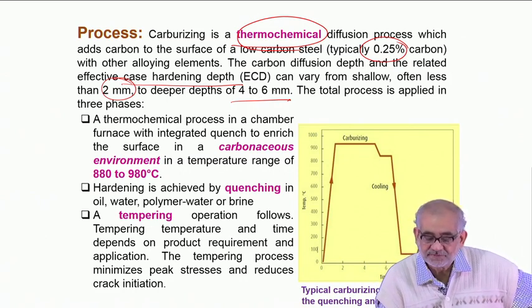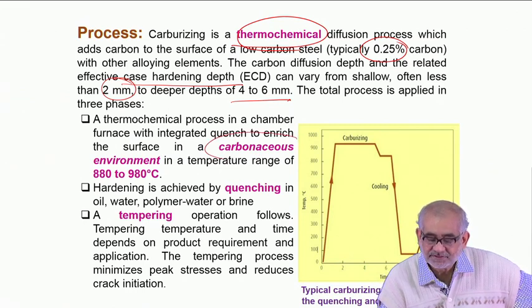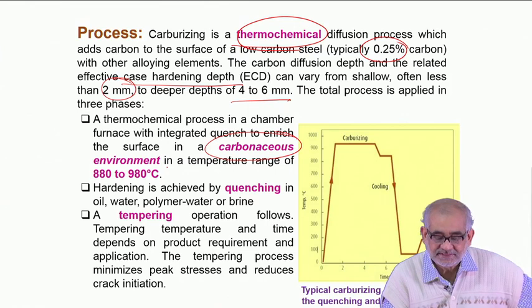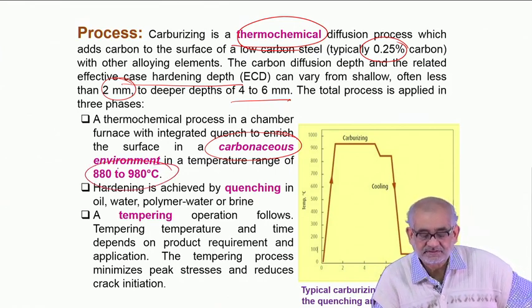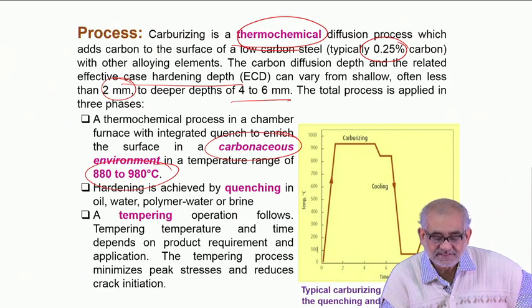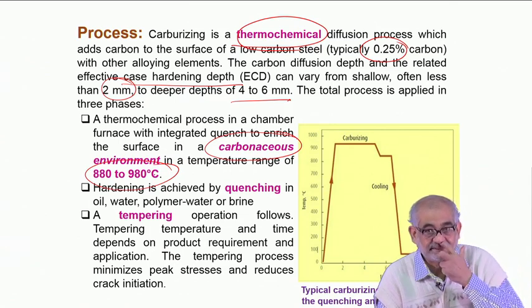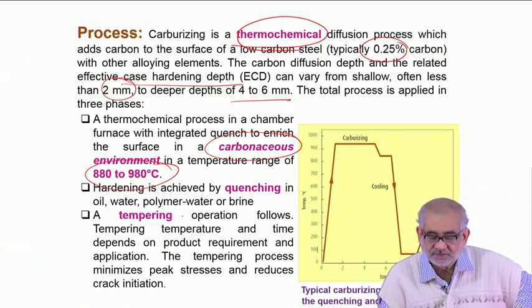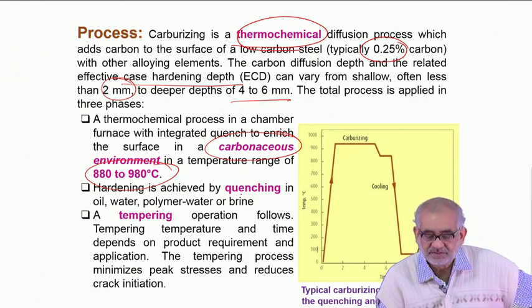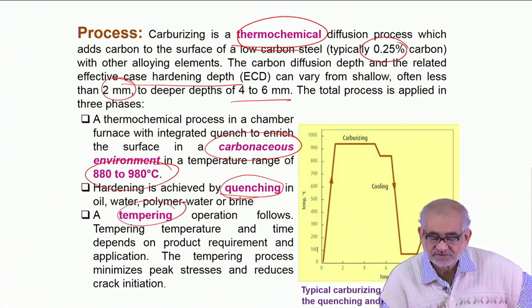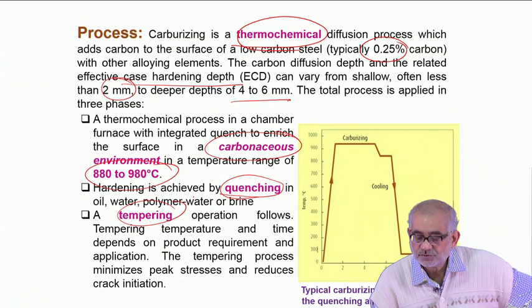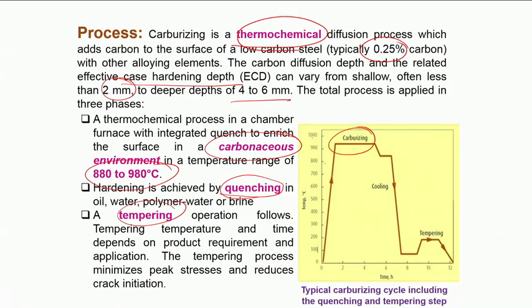In order to introduce carbon to the surface, we need a carbon containing or carbonaceous environment, and we expose the material to somewhere around 880 to 1000 degrees centigrade, because that is the temperature range where everything is austenite and the solubility of carbon in austenite is higher. All carburizing treatment is to be followed up with a separate heat treatment called the quenching process, and even tempering, but that we will discuss some other time. What is important for us is to know that we are exposing to a fairly high temperature, above 900 or so, and holding for a certain period of time.